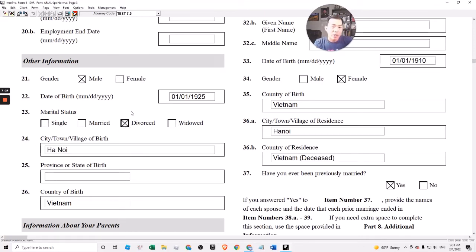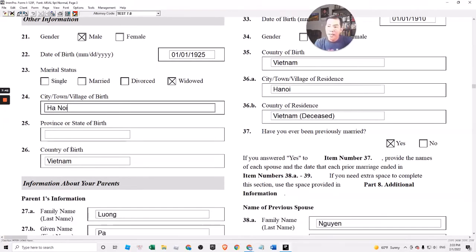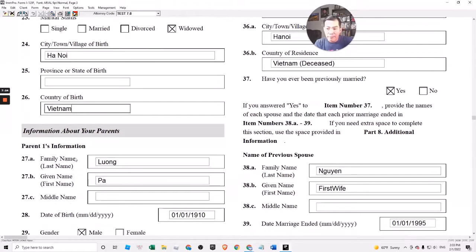So it has to be single, divorced or widowed. If it's divorced, you have to provide the divorce decree or the judgment. If you're a widow, you have to provide the death certificate of your previous spouse. And your city of birth, I put here Hanoi, province or state of birth. If you are in Canada or some country that has provinces, you put it here. And my country of birth is Vietnam.